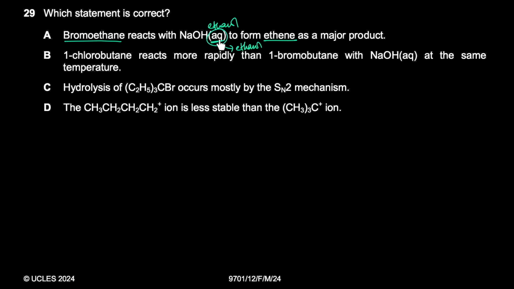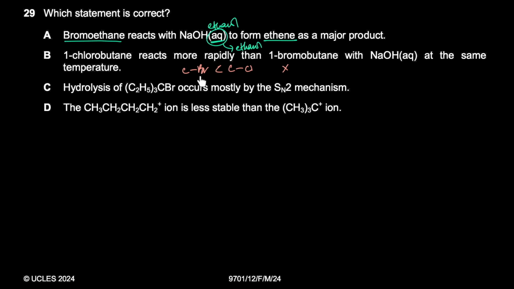If aqueous NaOH, we get nucleophilic substitution, right? The mechanism, that's hydrolysis of halogenoalkanes. And if you use NaOH and ethanol, then you get elimination to make an alkene. So A is incorrect. 1-chlorobutane reacts more rapidly than 1-bromobutane. That is also incorrect. The reason why is because the C-Br bond is weaker than the C-Cl bond.